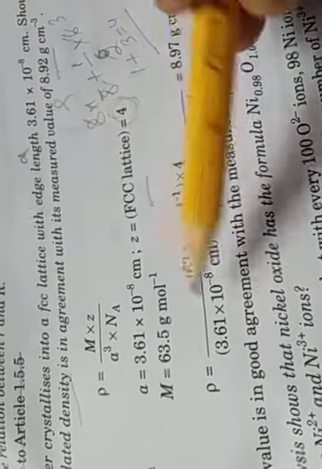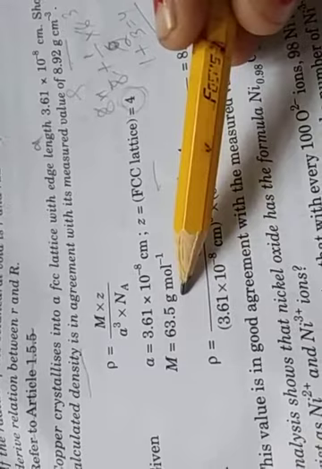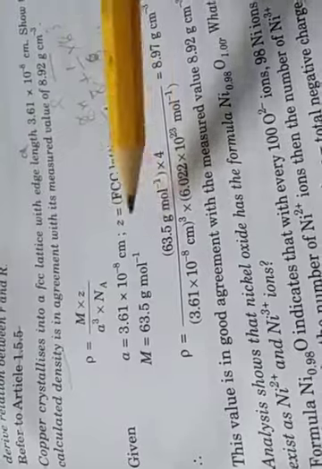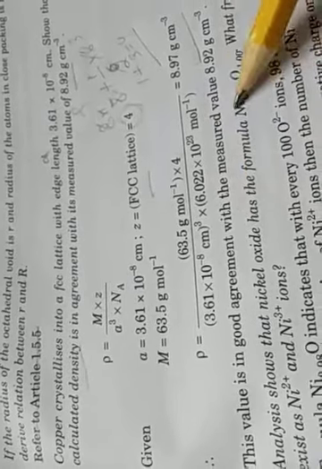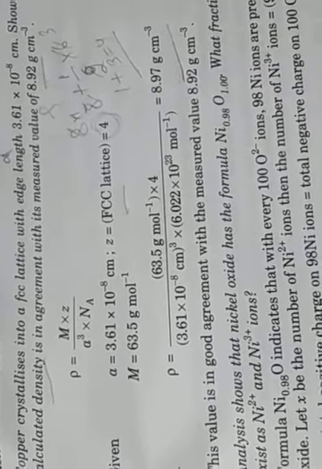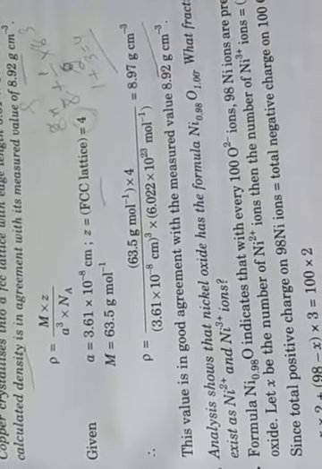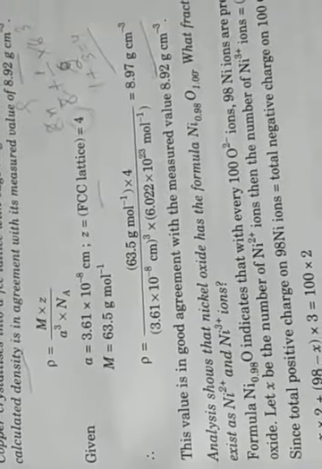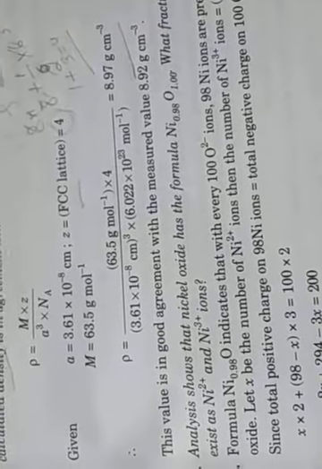Capital M value is 63.5 grams per mole for copper. Clear? So for copper it is 63.5 grams. Put the values: capital M into 4 divided by a cube into Na. So calculate, and this value comes to 8.97 grams per cubic centimeter. So this value is in good agreement with the measured value of 8.92 grams per cubic centimeter.